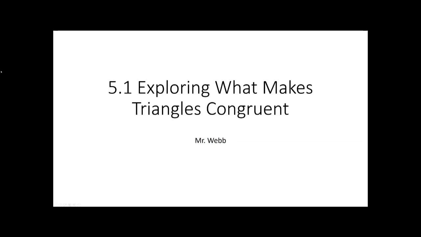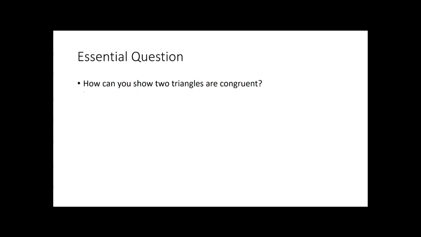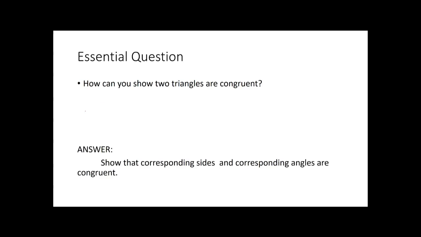Hi guys, this is for Module 5.1, exploring what makes triangles congruent. Our essential question: how can you show two triangles are congruent? Well, basically we're just asking how we can tell that two figures, in this special case triangles, are identical. Our answer: show that corresponding sides and angles are congruent. So it's not just about the sides, sometimes we can use angles as well.